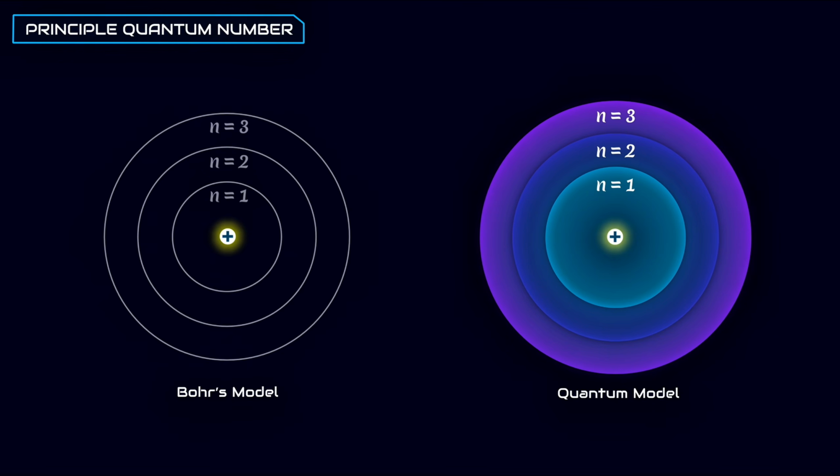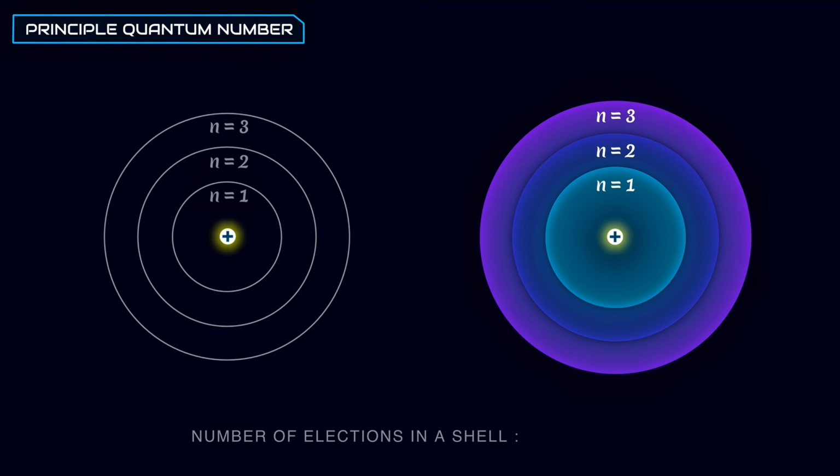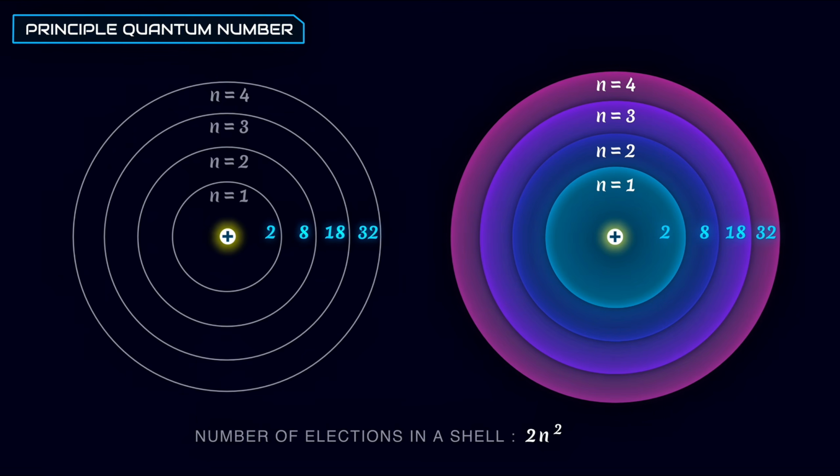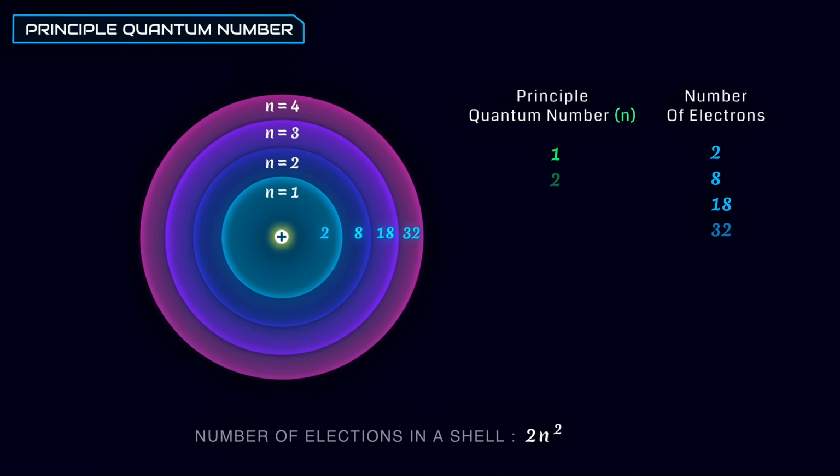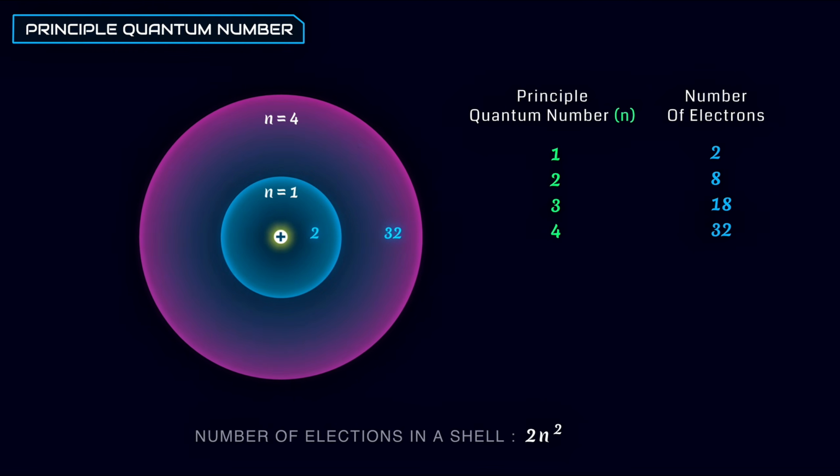Now let's return to the Bohr model of electron arrangements in an atom. The number of electrons that can occupy each shell is given by the formula 2n squared. This means the first shell can hold up to 2 electrons, the second shell up to 8 electrons, the third shell 18 electrons, and the fourth one 32 electrons, and so on. The number of electrons increases as the shell number increases. Because increasing shell number means increasing in size, it can hold more electrons.